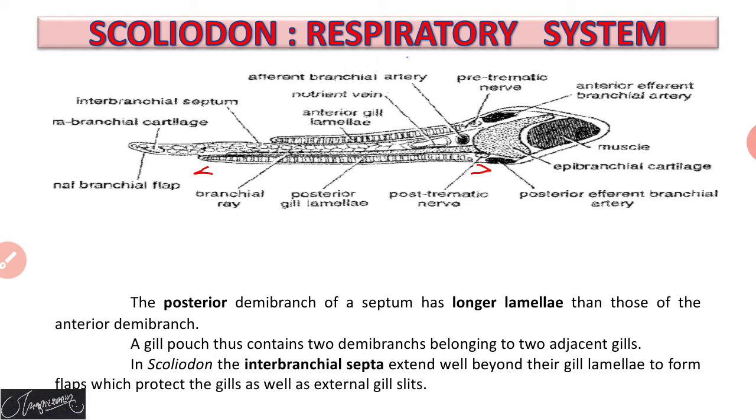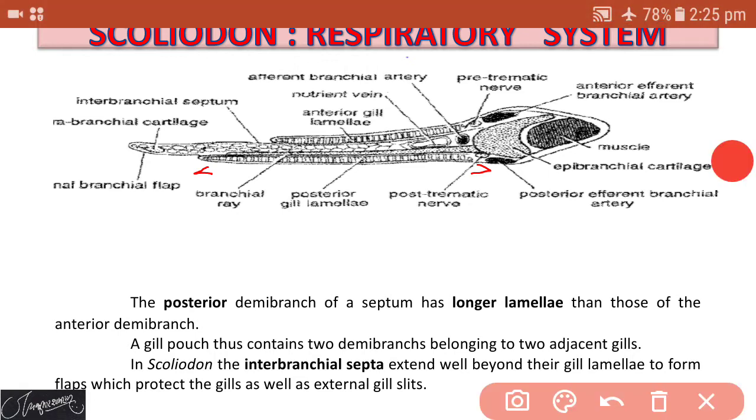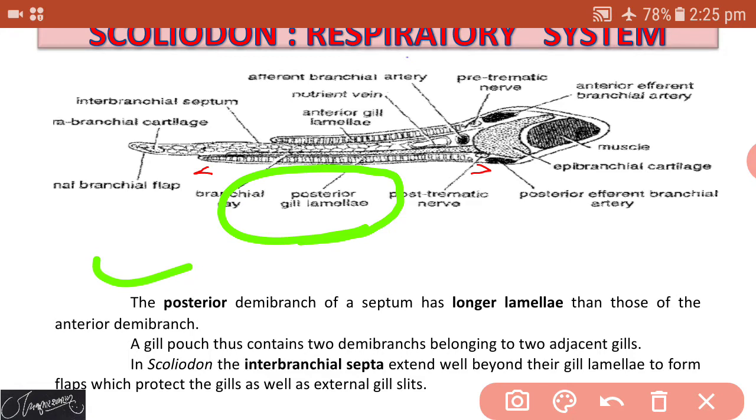Then if we see this diagram once again, we can find that the posterior demibranch of the septum has longer lamellae as compared to the anterior demibranch. That is, the posterior demibranch of a septum has longer lamellae than those of the anterior demibranch. A gill pouch thus contains 2 demibranchs belonging to 2 adjacent gills.